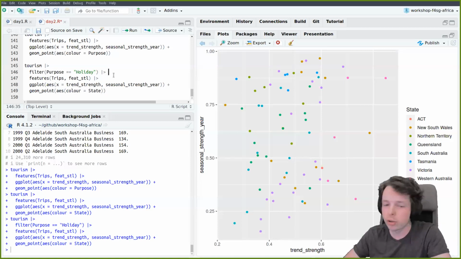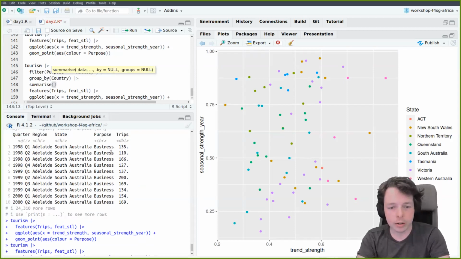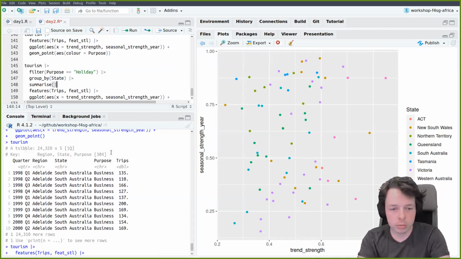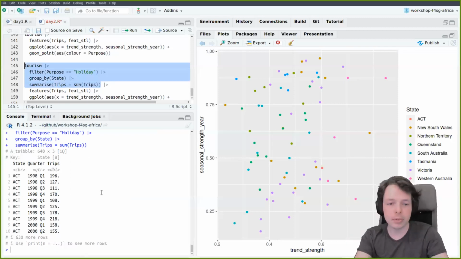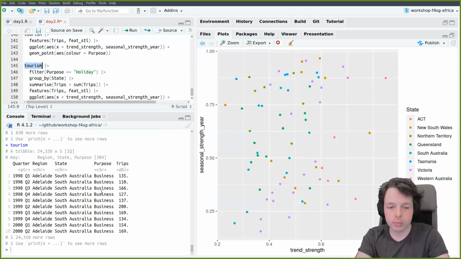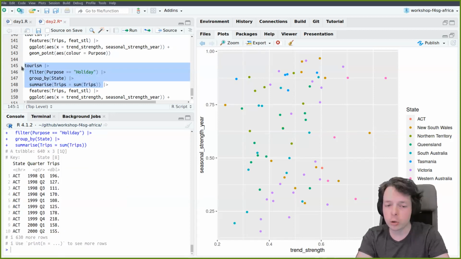Perhaps we can do some more summary. So now I'm going to group by state, and calculate the total trips. These pipe chains can get quite long and confusing, but you can break it up into different steps. So I first take all of my tourism dataset, but I don't care about the business travel. I only care about people going on holidays. And then I don't care about the specific area in Australia that they went to. I don't care if they were in South Australia, in Adelaide. I only care that they went to the state of South Australia. So I'm going to group by state and calculate the total trips to each state.